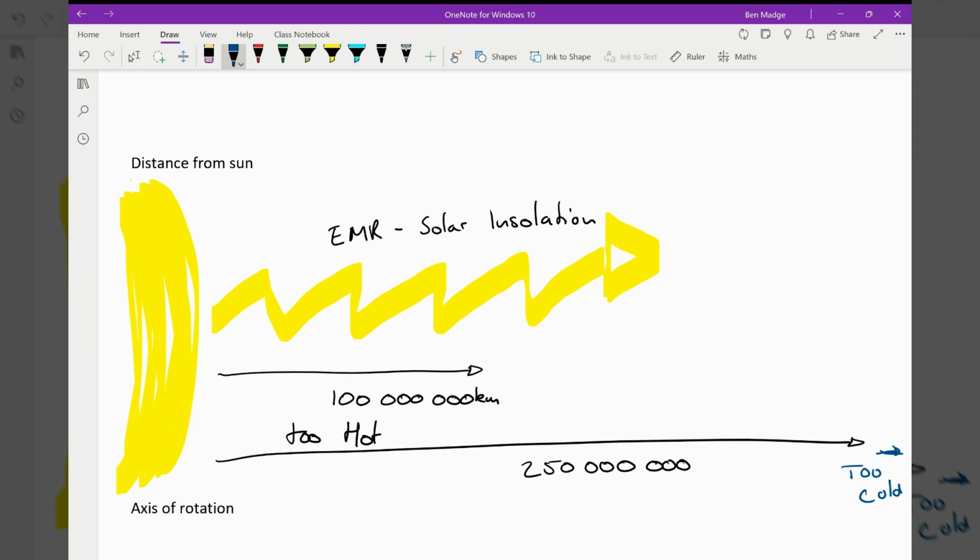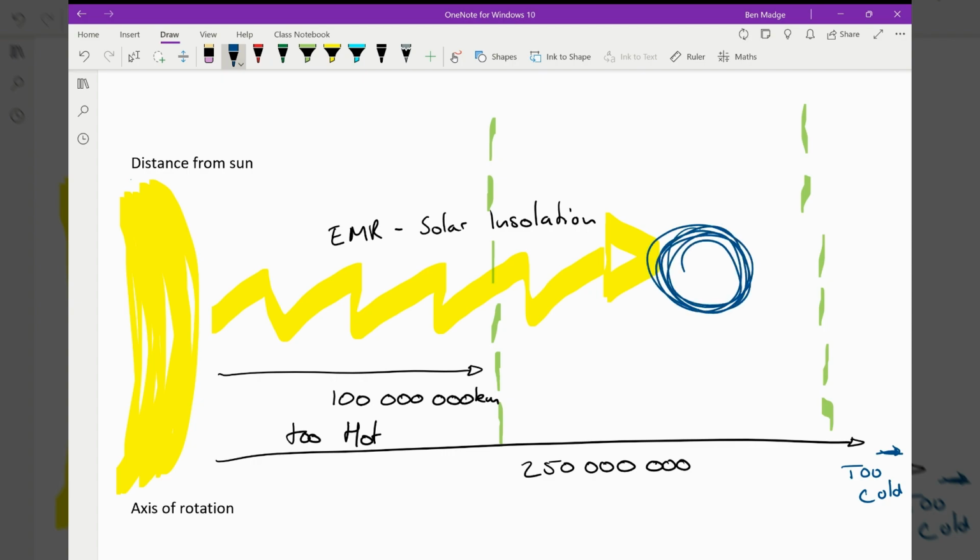But we find that the Earth is in an area of the solar system that we call the Goldilocks zone. And this is where it's just about warm enough for liquid water to exist. So here's the Earth. So it's not too hot or too cold for liquid water to be present at our surface. And this is a really important thing. Liquid water is really important for life to develop.